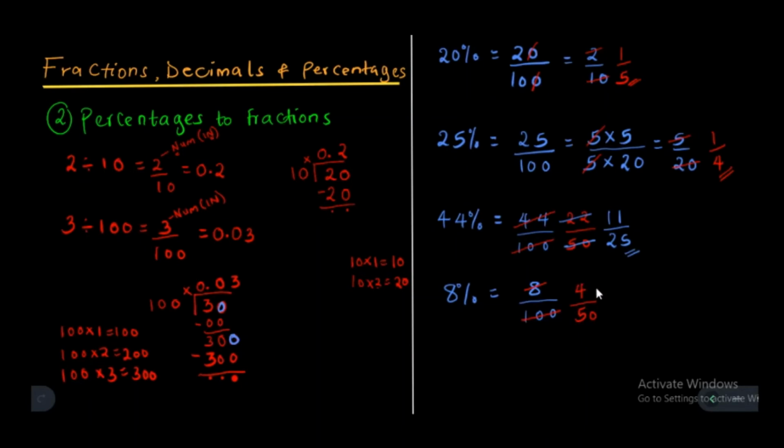I ask myself once again, is there a common factor between 4 and 50? They are even numbers, so 2 is still a common factor. 2 divides 4 how many times? 2. It divides 50 how many times? 25 times. Any other factor that is common to these two? This is an even and an odd number, and they do not have any common factor, so that leaves 2 over 25 as our final fraction.